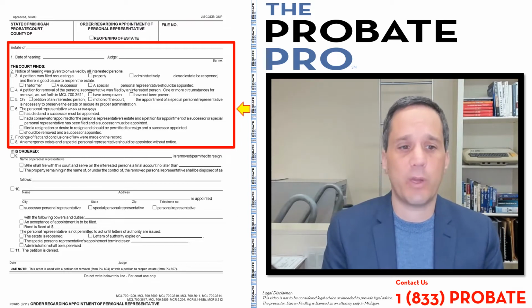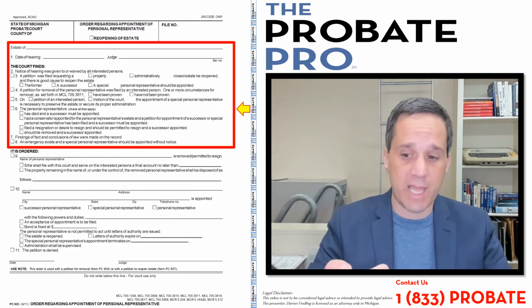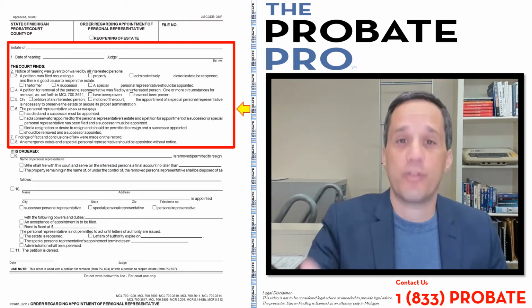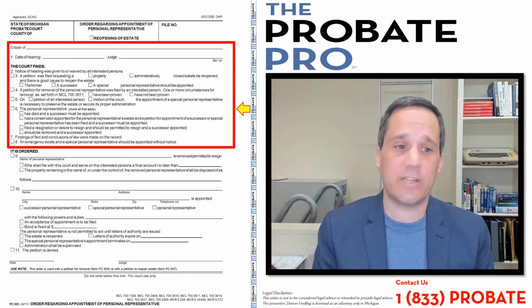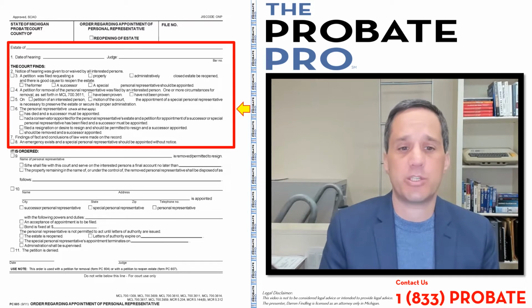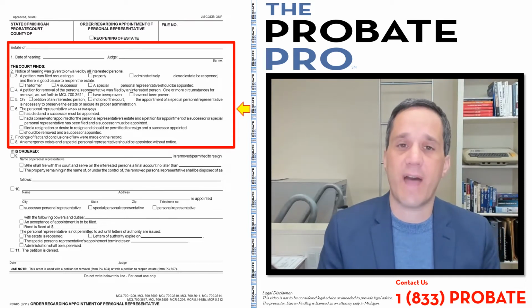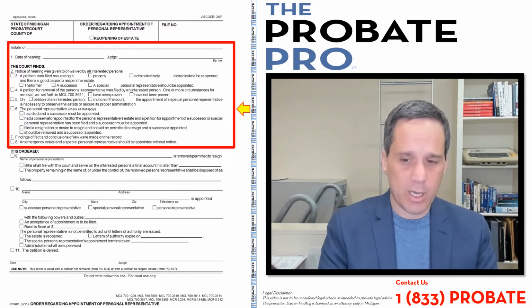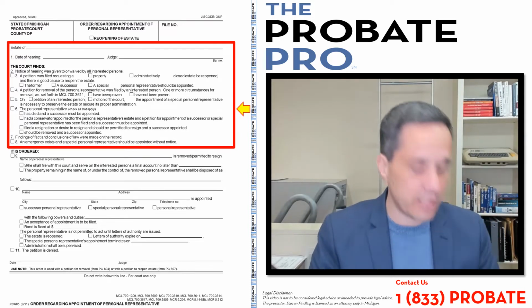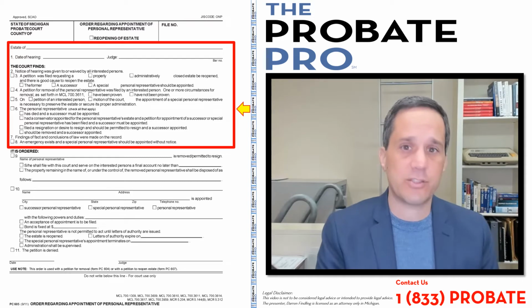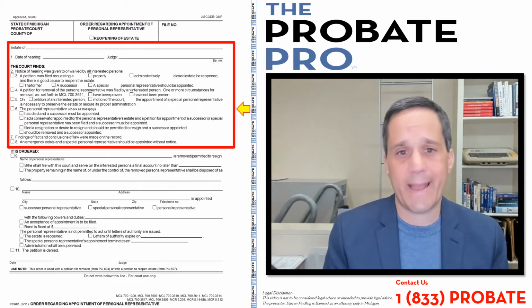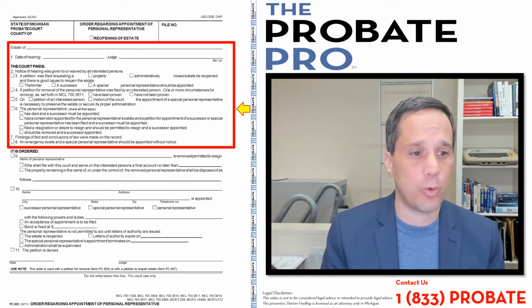Had a conservator appointed for the personal representative, so the personal representative now is under their own incapacity in the form of a conservatorship, and a petition for appointment of a successor or special personal representative has been filed or needs to be filed. So again, this happens. The person who is in charge of the deceased estate then has their own disability or incapacity that prevents them from carrying out their role.